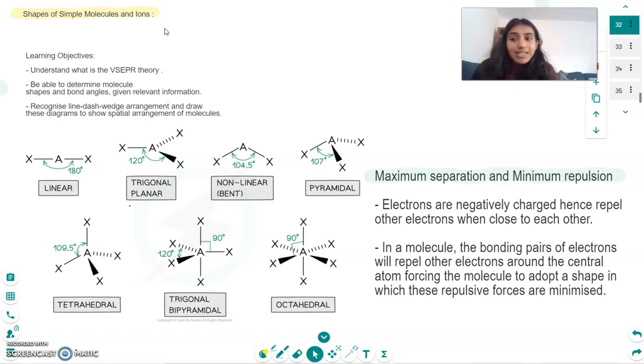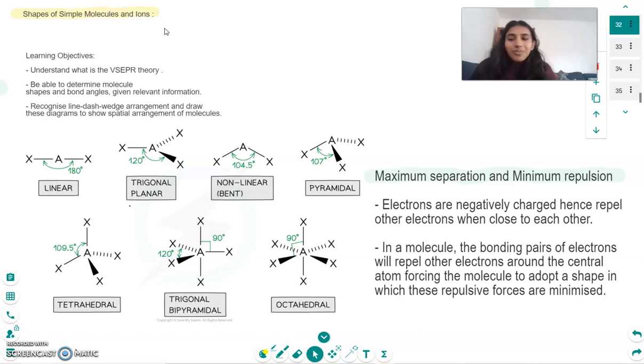And the next one is to be able to determine molecule shapes and bond angles given relevant information. Relevant information such as chemical formulae, or for example, being told that a certain molecule has three bonds, information like that. The last one is to recognize line dash wedge arrangements and draw these diagrams to show spatial arrangement of molecules. So line dash wedge is probably something you haven't heard before, is it?